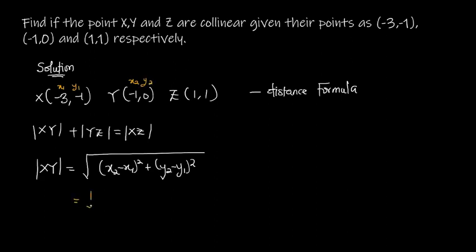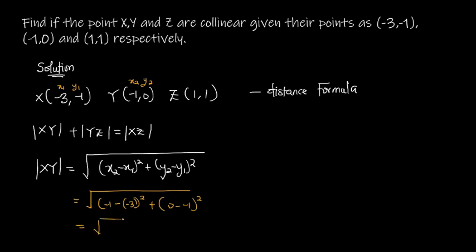So that means that over here my x2 is -1 minus my x1, which is -3, so it becomes (-3) here squared, plus my y2 here, which is 0, minus my y1, which is -1, so -1 squared. So this becomes -1 minus -3, that will become plus. So -1 plus 3 will give us 2.